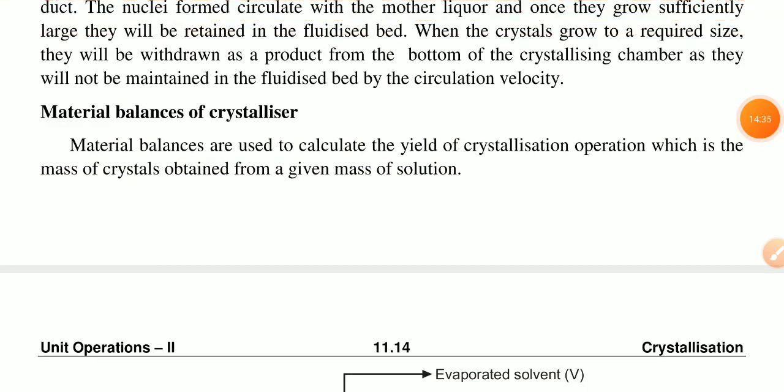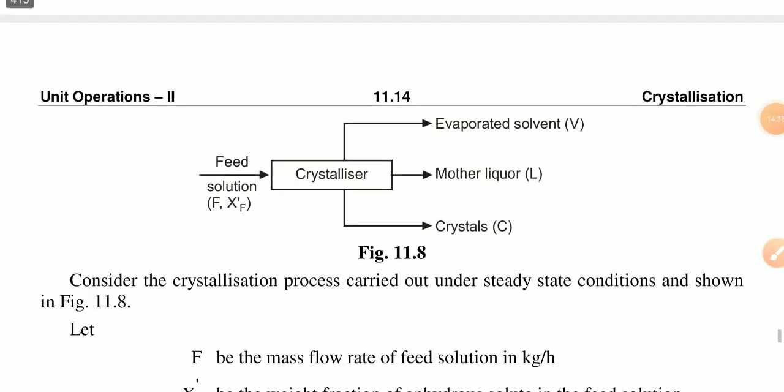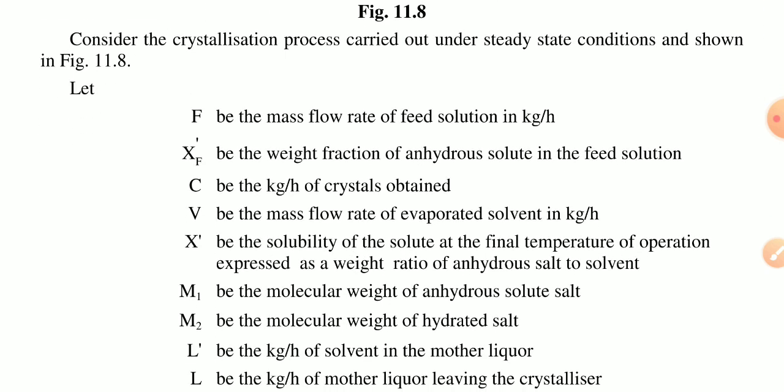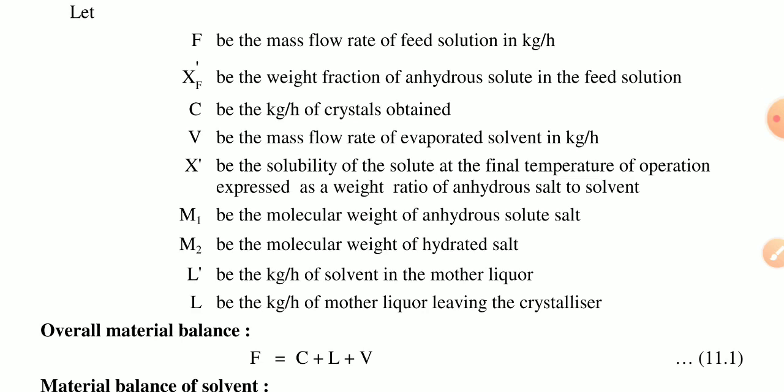The material balances are used to calculate the yield of crystallization. We have the feed solution F with X dash F going into the crystallizer, evaporated solvent V, mother liquor L and crystals C. Consider the crystallization process carried out under steady state conditions as shown in the figure. F is the mass flow rate of the feed solution in kg per hour and X dash F is the weight fraction of the anhydrous solute in the feed solution. C is the kg per hour of crystals obtained, and V is the mass flow rate of evaporated solvent in kg per hour.